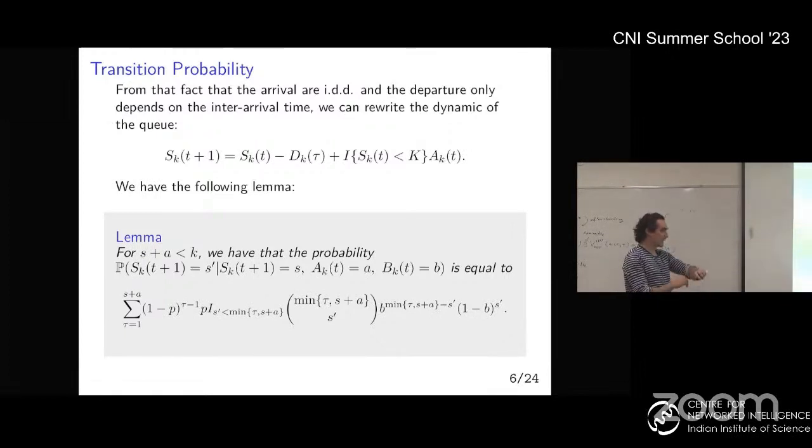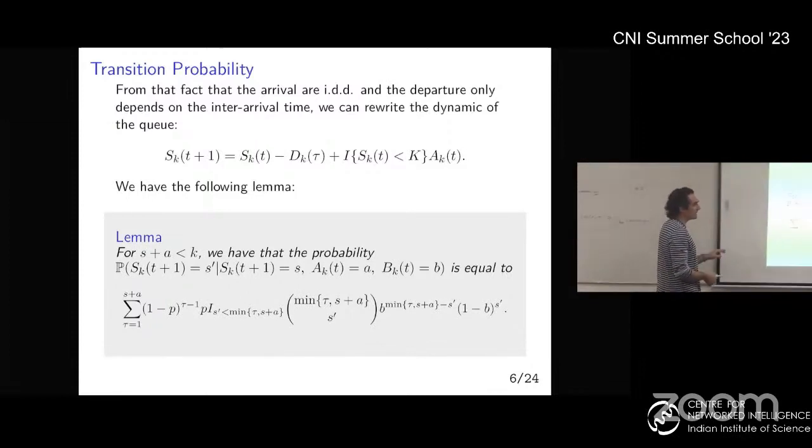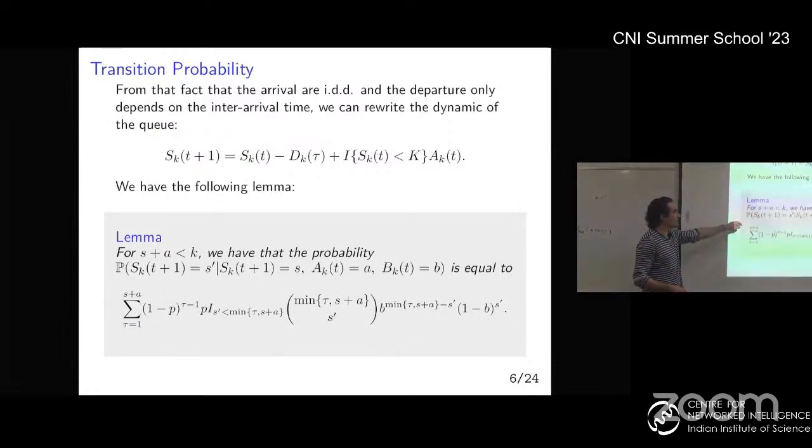I will not prove it there. I was planning to prove it, but not now, because we have other things to talk about. But basically, you can prove that the probability that you go from S to S prime, knowing whether or not you are accepting a job and knowing the departure rate, follows this law, which is just a combination of the binomial law and the geometric, right? So perhaps I will still do a part of the proof such that you understand it.